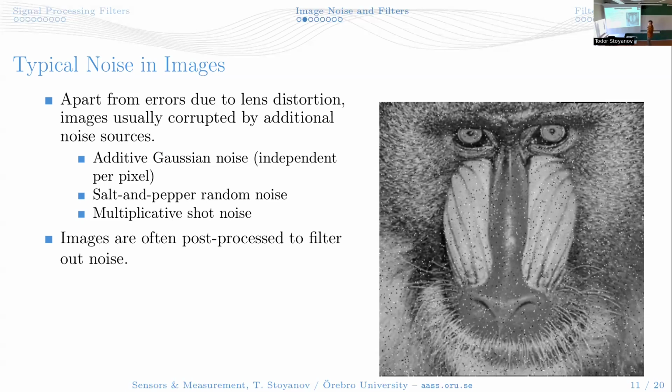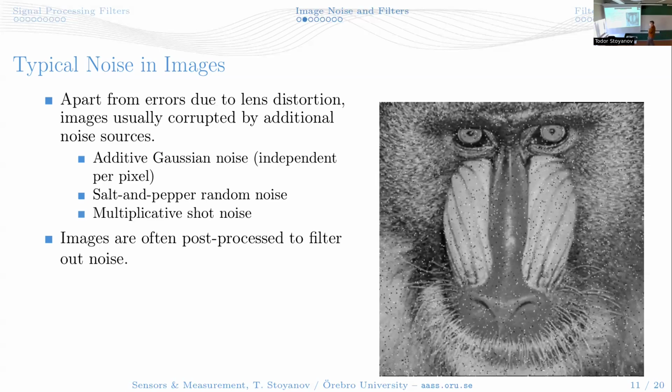And then there is something called multiplicative shot noise. This is noise where the noise is multiplied with the signal. It's not an addition of some small noise component, but the noise itself depends on the magnitude of the signal. That could be similar to the pixel blooming that we talked about before. And this is noise that is quite difficult to model and to get rid of. So to remove these types of noise, it is often common to post-process the images in some way.